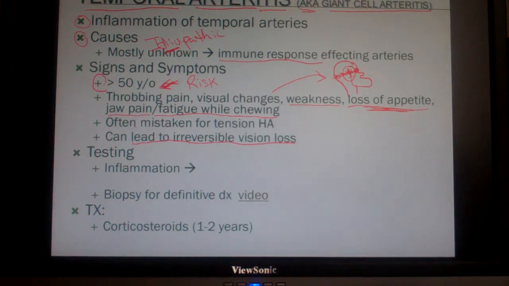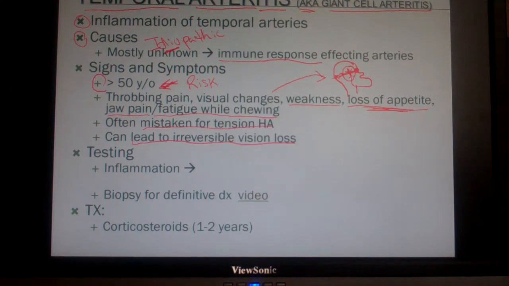All right, often mistaken for a tension headache. That makes sense because it's right there in your temples. And like I said already, it can lead to irreversible vision loss.